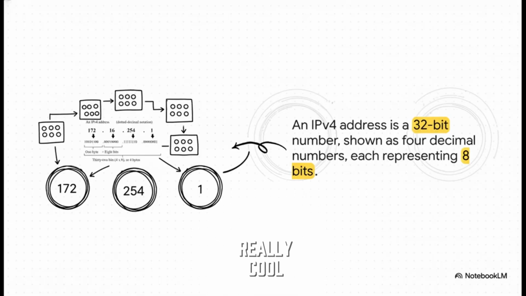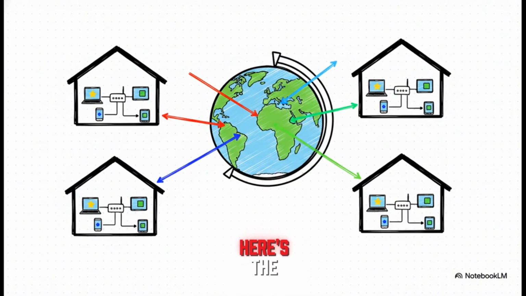Okay, now what's really cool is how this address is actually built. To us, it just looks like 4 numbers separated by dots, right? But what it really is, is a 32-bit number. Each of those 4 numbers is just the human-friendly version of an 8-bit chunk of ones and zeros, something called an octet.